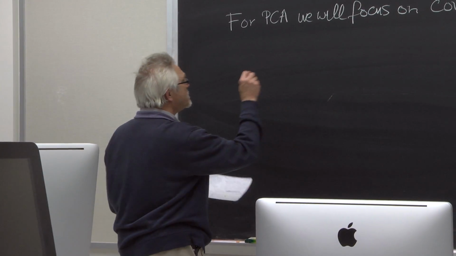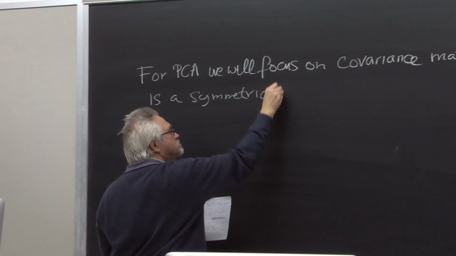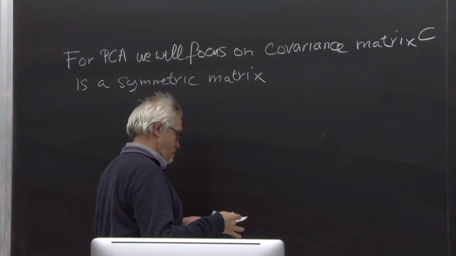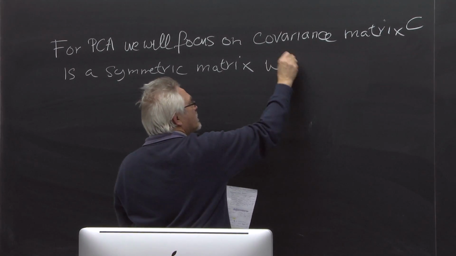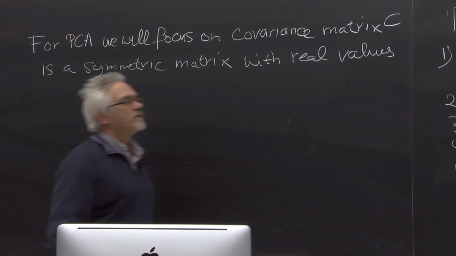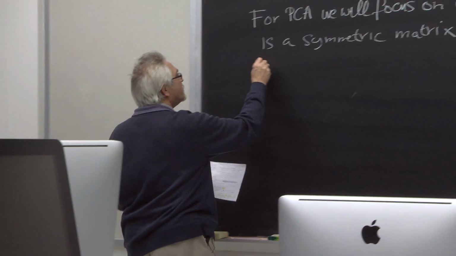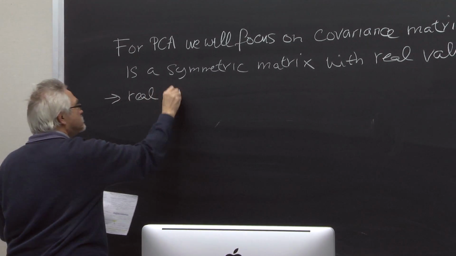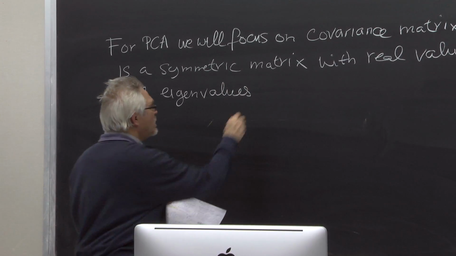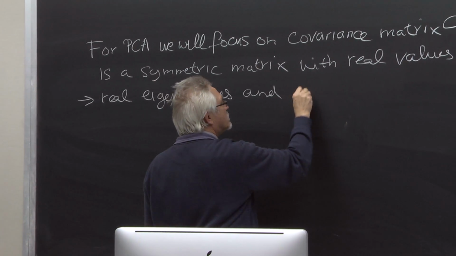Now, as we will see, covariance matrix C is a symmetric matrix, and that's important. And its values are real. That's important too, because since it's a symmetric matrix with real values, we also have real eigenvalues, as we will see. And this is really critical in PCA. The eigenvectors are orthogonal.